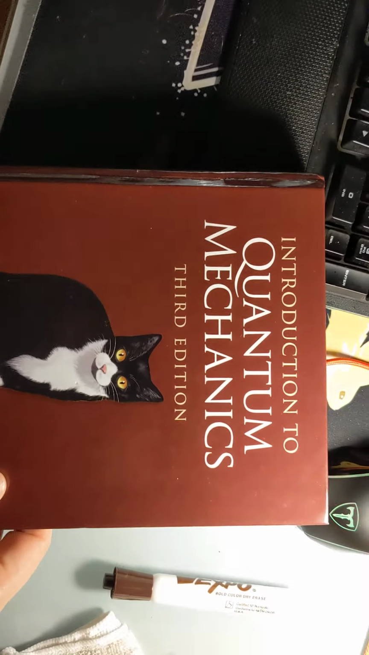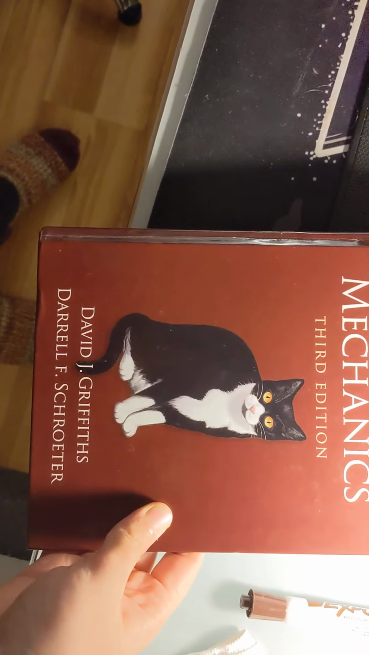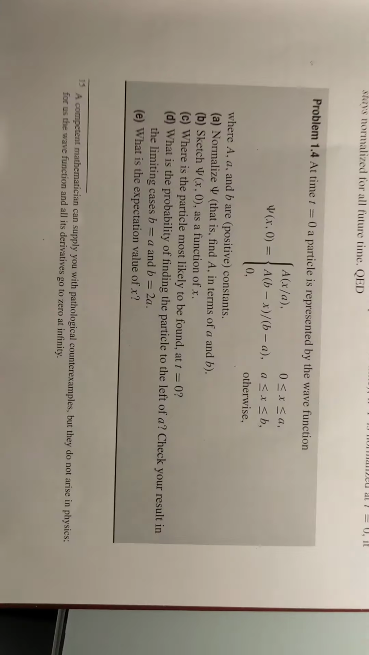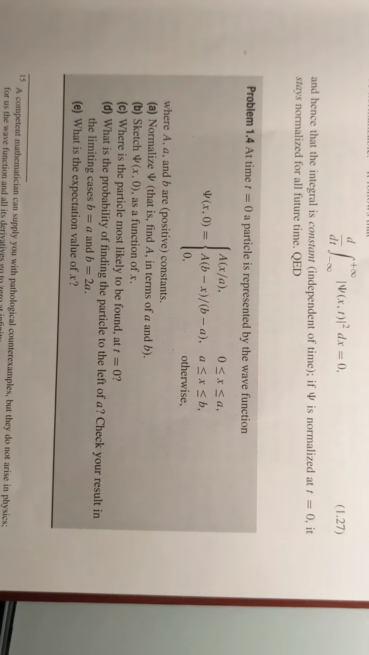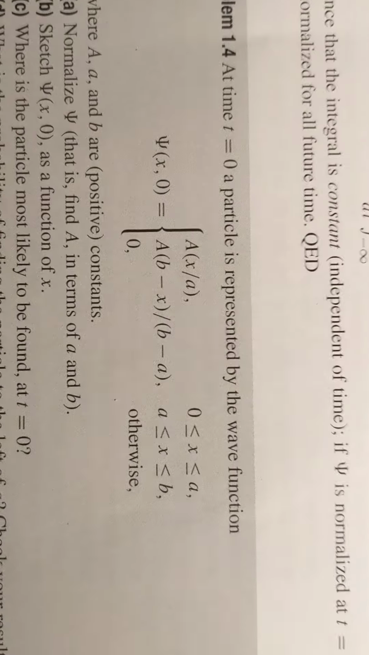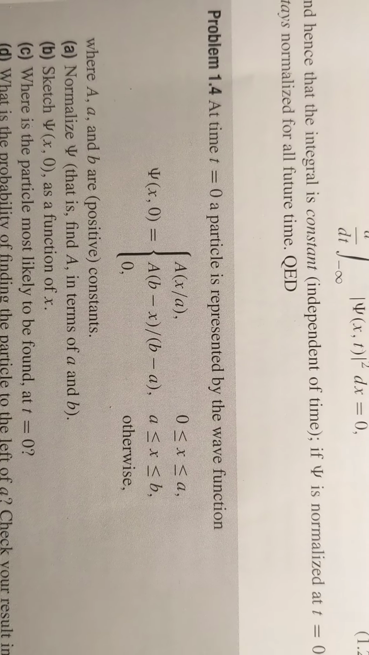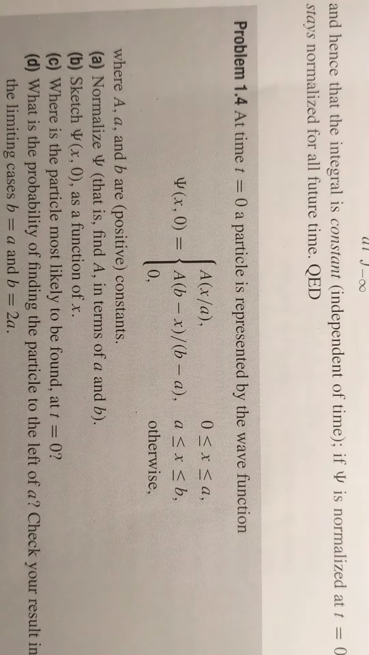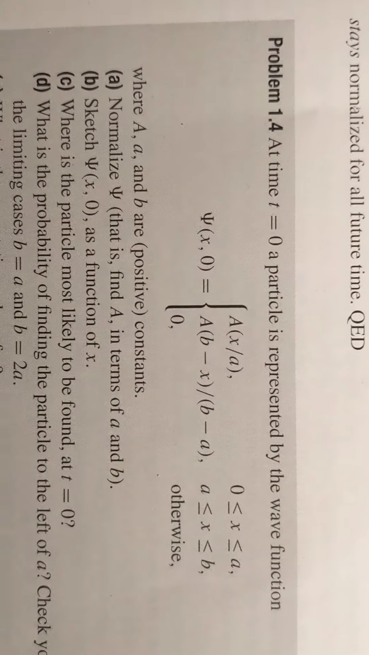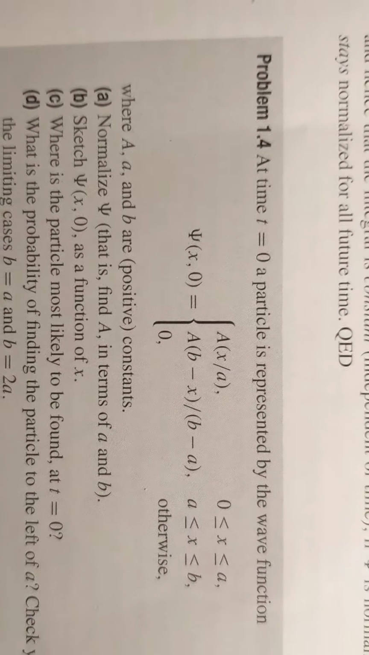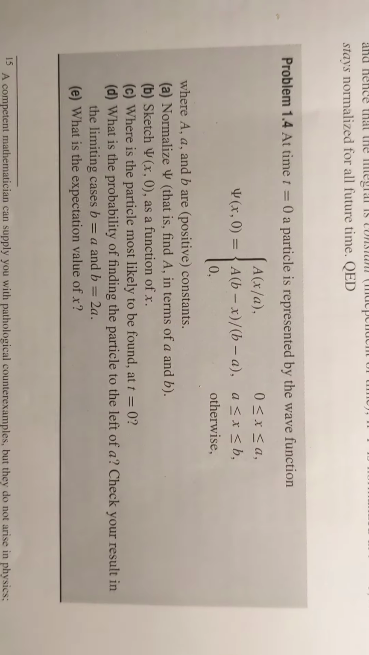Okay, we are doing Introduction to Quantum Mechanics, 3rd edition by David Griffiths and Darrell Schroeter, and we are doing problem 1.4, and so here we go. In problem 1.4, we are given this wave function at time t equals 0, and we are asked in the first question to normalize that wave function, where we know that a and b are positive constants. So let's go to the board.